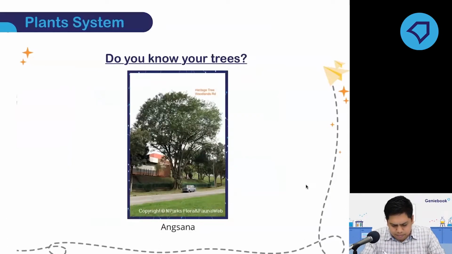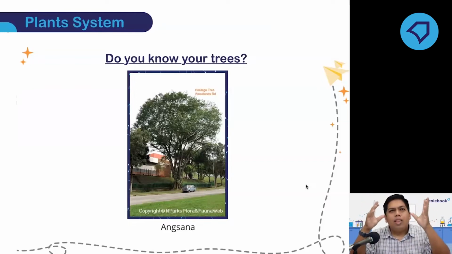Next one, we have angsana. So take note, the name of this plant is just angsana, not angsana tree. Angsana looks almost similar to the rain tree, but it is actually taller. So it doesn't look like an umbrella, but its leaf cover on top is quite thick also.